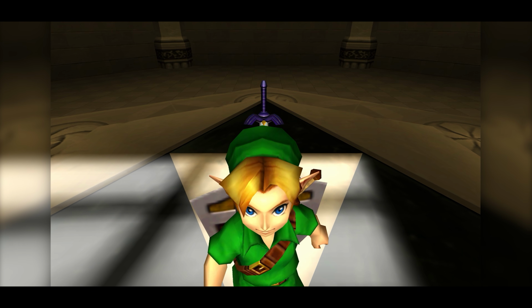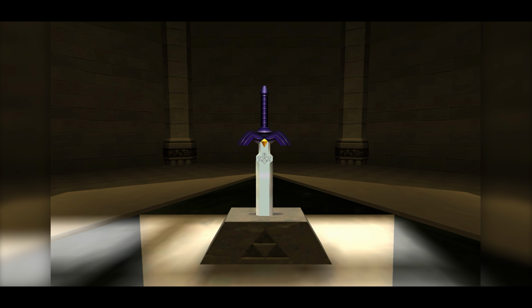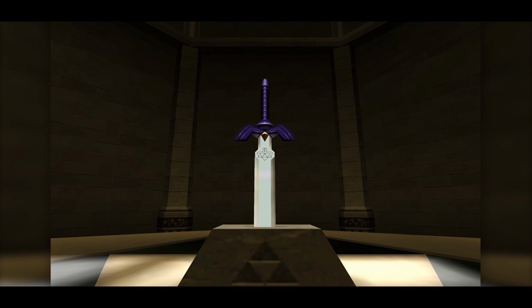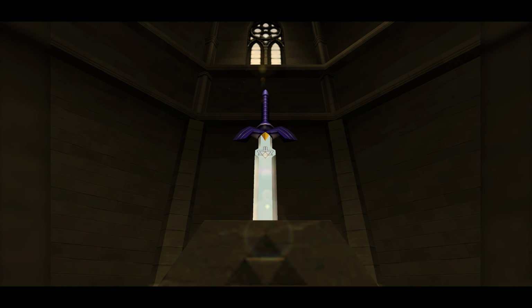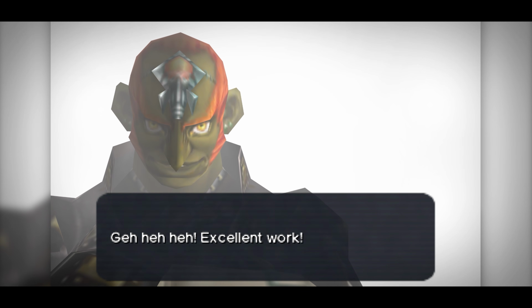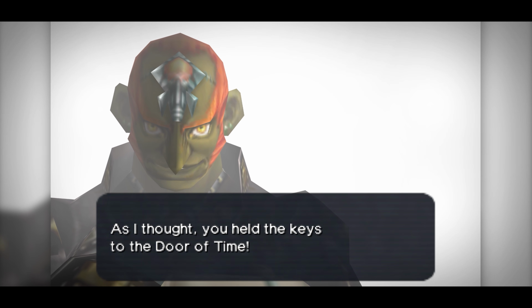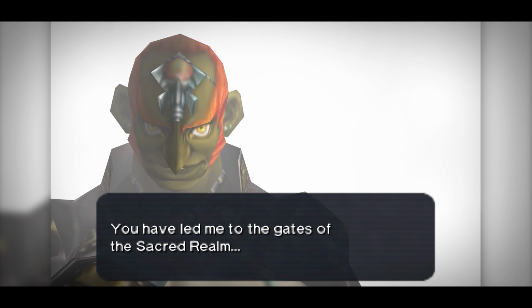Shortly after leaving the chamber, the Door of Time is sealed in both the adult and child timelines, cutting off the one means of travel, that being the Master Sword. And it's this part right here, which is what causes the split. Since the Door of Time is closed, Ganondorf has essentially lost his only connection to the Sacred Realm and its Triforce, meaning that he never enters the place, and thus never acquires the Triforce of Power.